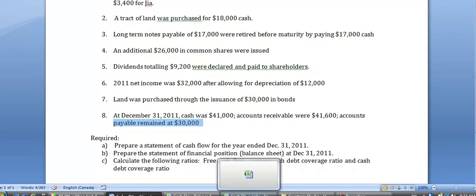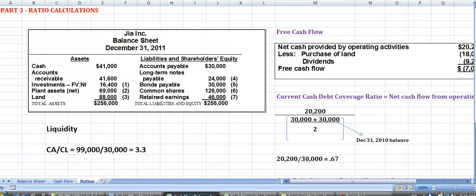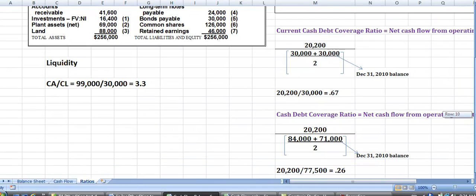So we already know that $30,000 at the beginning of 2011 and $30,000 at the end of 2011, divided by 2, is just going to give you $30,000. You'll see here that your current cash debt coverage ratio is under 1. That means that the company is not generating sufficient cash flow from its operating activities to cover its ongoing liabilities to its suppliers and trade. So that's a problem.